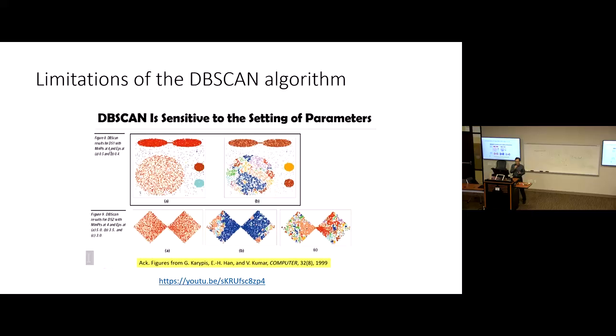For a 5 minutes break. Then we come back to see the limitations of DBSCAN.